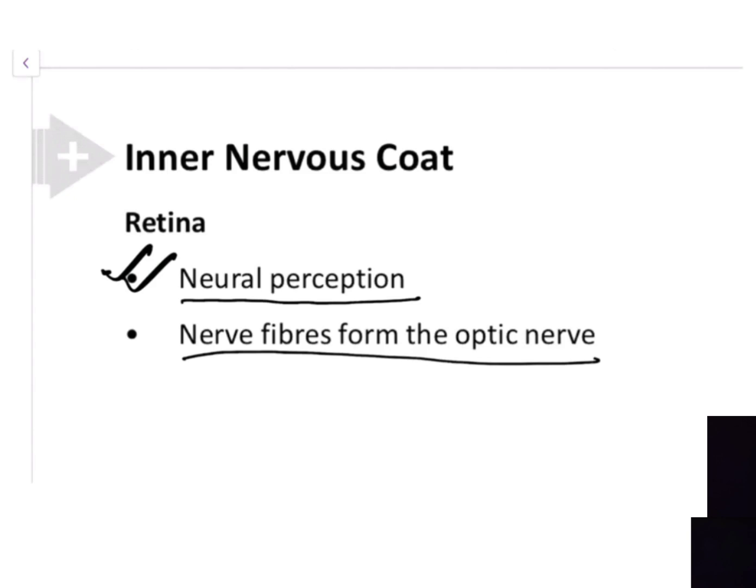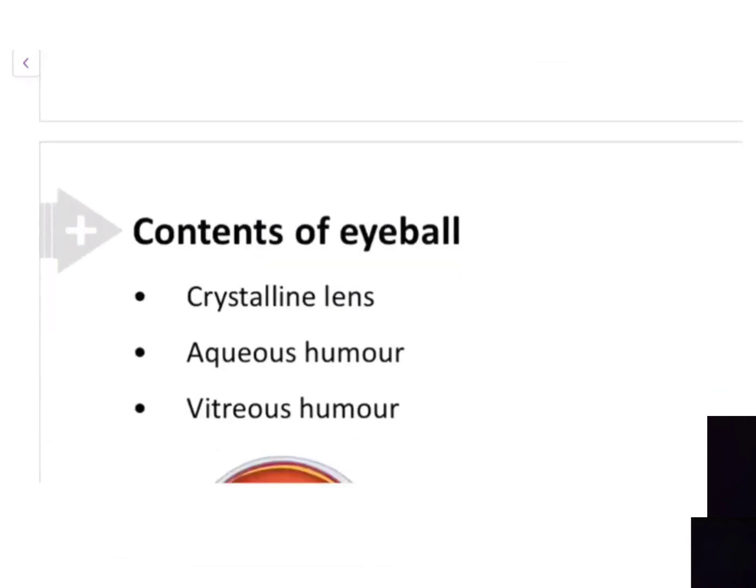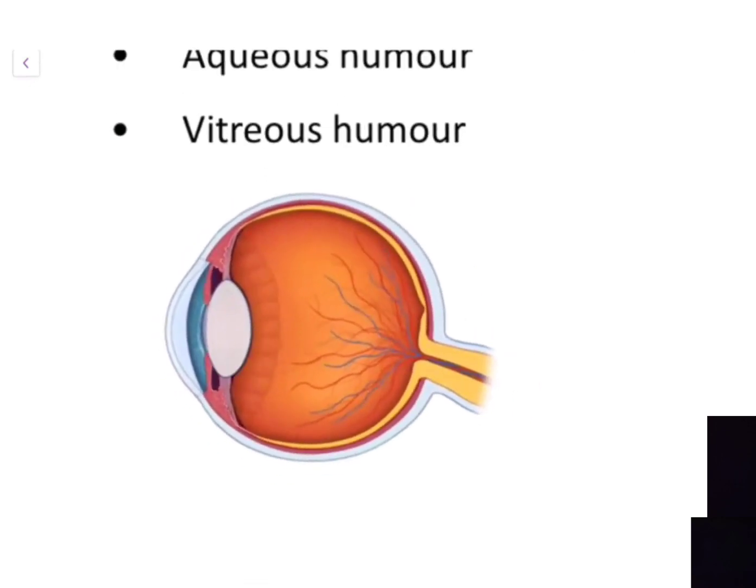Now we have to move on to the contents of the eyeball, which essentially means the structures which are inside the eye. So once again, if we look at this picture, what do you see? What are the structures inside? You can obviously see this. This is your crystalline lens.